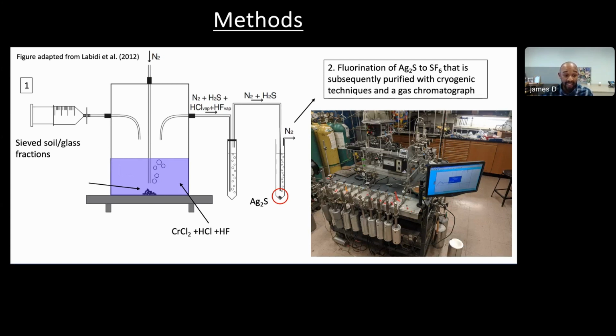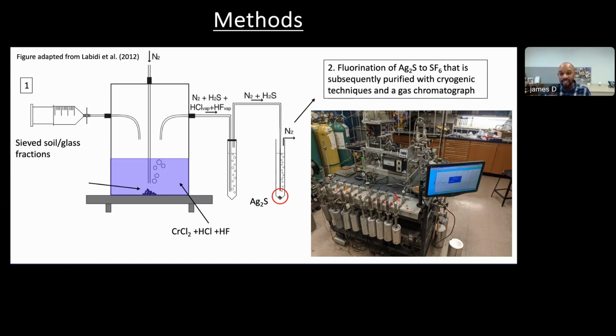HCl, and hydrofluoric acid. And as that bath is heated, the sulfur that's in the rock is released as H2S. It's then bubbled through a water trap in order to capture any acid vapors from that reaction. And then lastly, it's bubbled through a silver nitrate trap, where that H2S then precipitates out as silver sulfide. We then go through a process of cleaning the silver sulfide and drying it, and then fluorinating it with fluorine to convert the silver sulfide to SF6.